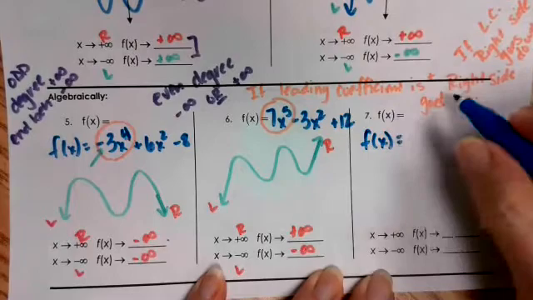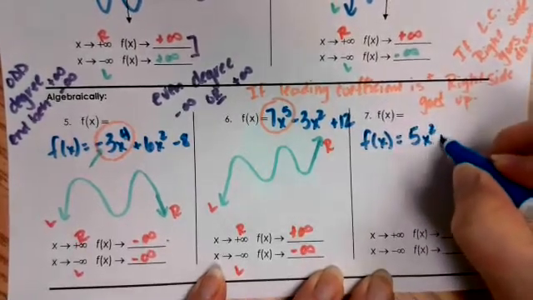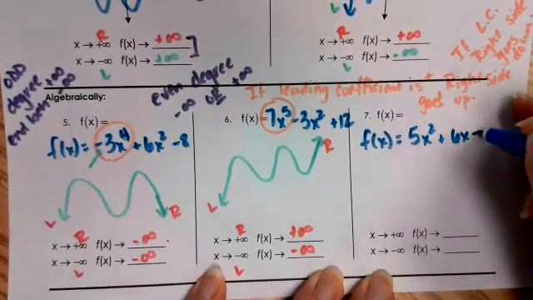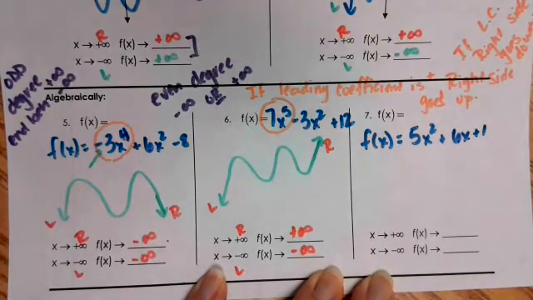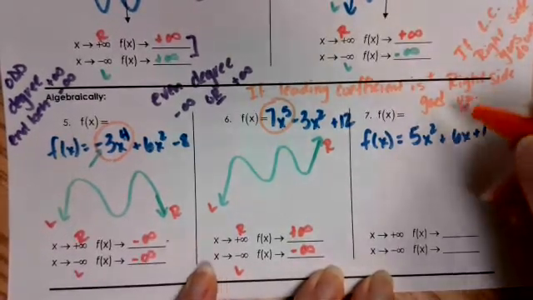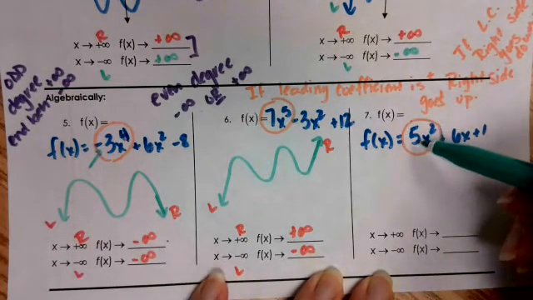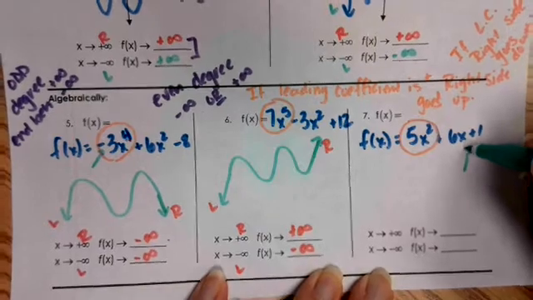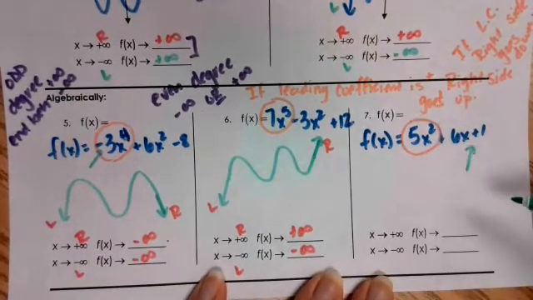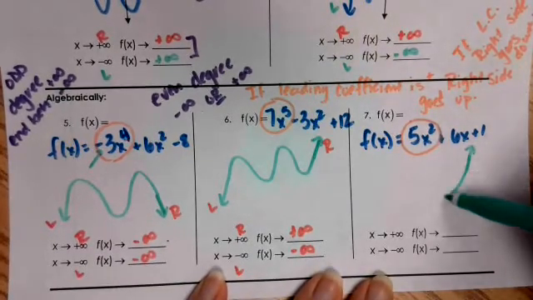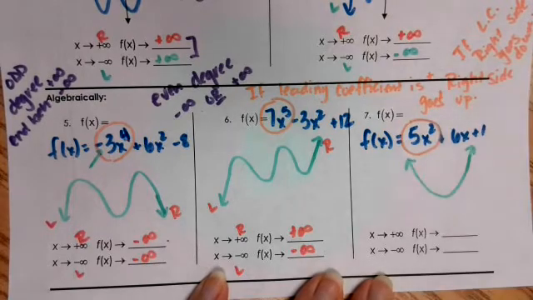F of x is equal to 5x squared plus 6x plus 1. So that first term with its leading coefficient and highest exponent will help me out. So positive leading coefficient, so the right-hand side will go up. I have degree 2, so I need to go in 2 different directions, so I'm going to go down, up. Right? So when you're finding the end behavior for these, you're going to graph them backwards, like reading it backwards.